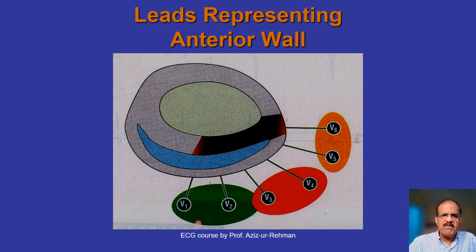And this is represented by the precordial leads. V1, V2 would represent the anteroseptal part, V3 and V4 the anteroapical part, and V5 and V6 the anterolateral part. Anteroseptal, anteroapical, anterolateral. The word antero means these all are actually part of the anterior wall. So if there is infarction in this part because of left anterior descending artery disease, it would show in the form of ECG changes in these leads.